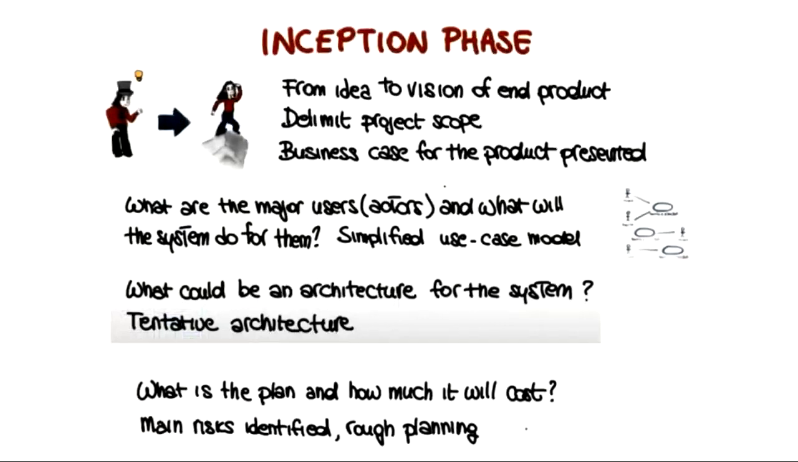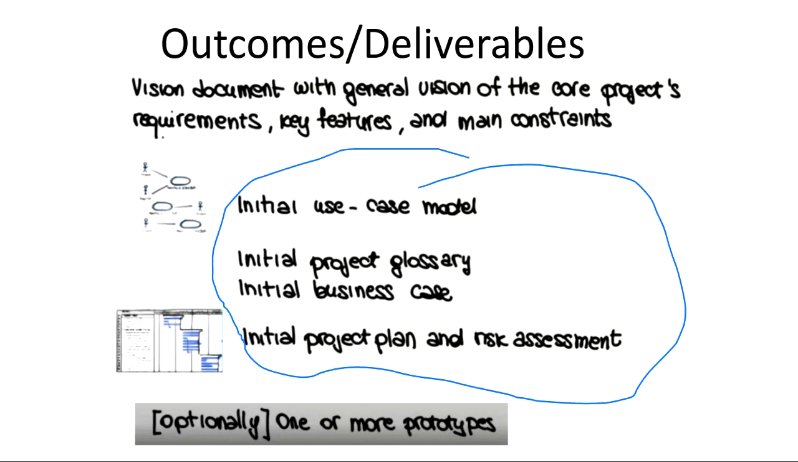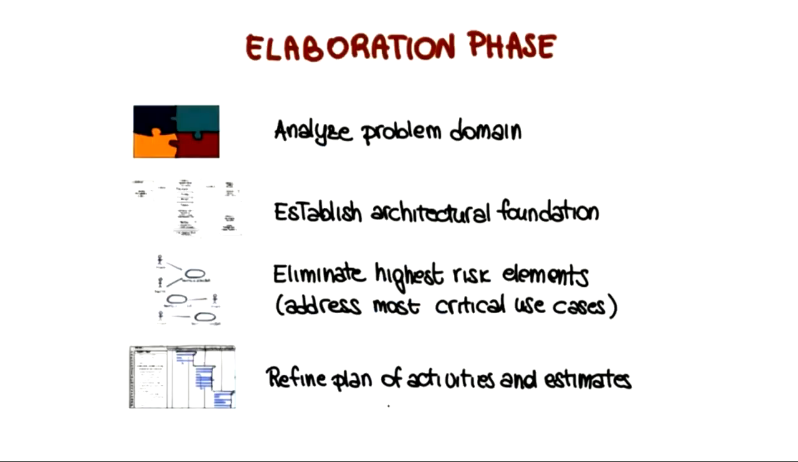So in the inception phase we are trying to create some use cases, the architecture, how much cost it will take, rough planning, and the risk analysis part. These are the outcomes we try to achieve from this phase: use case model, project glossary, business case, project plan, risk assessment, and prototypes, which are optional. And finally, what are the milestones? Everyone should be happy. That is the milestone, and everything should be reasonable. If you do not achieve these milestones, your project may get cancelled. Any doubts? Tell me fast. Any doubts?